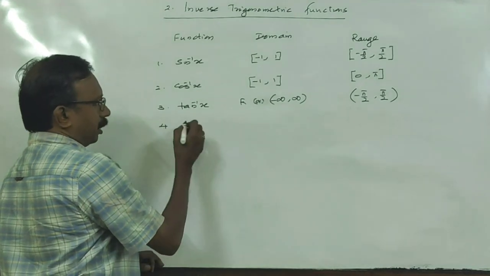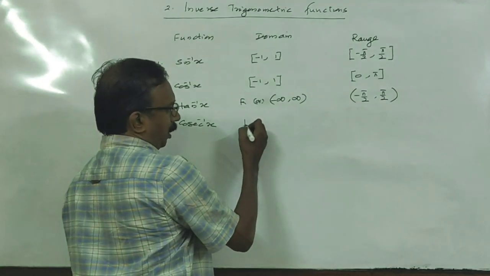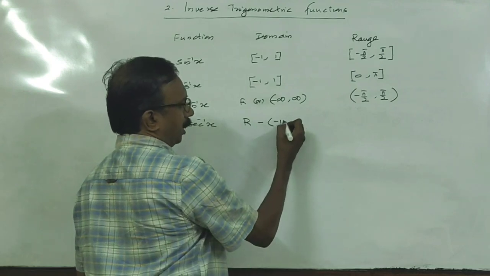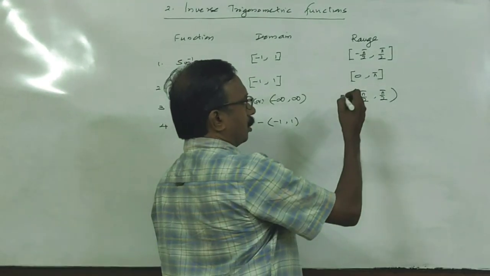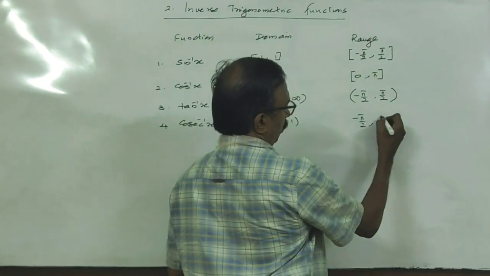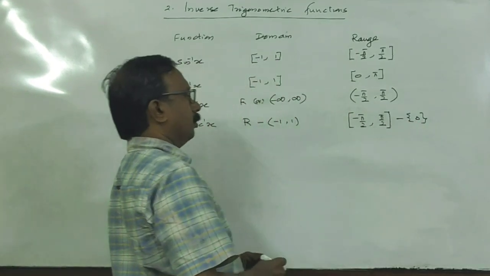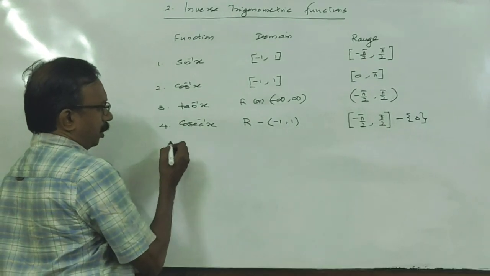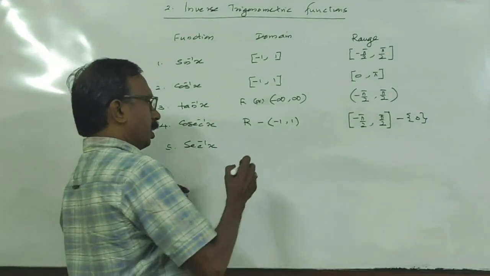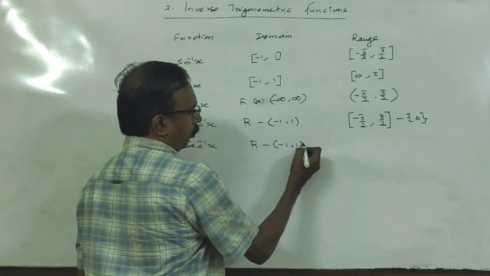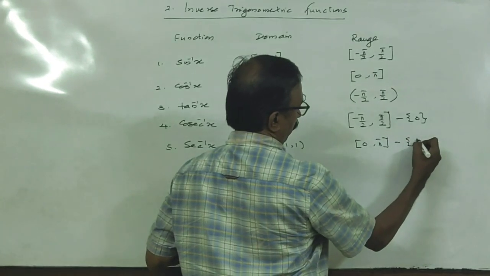The fourth inverse function is cosec inverse x. Its domain is the set R minus the interval minus 1 to 1, and its range is minus pi by 2 to plus pi by 2, excluding 0. The fifth inverse circular function is sec inverse x. Its domain is also the same as cosec x, that is R minus the interval minus 1 to 1, and its range is 0 to pi, excluding pi by 2.